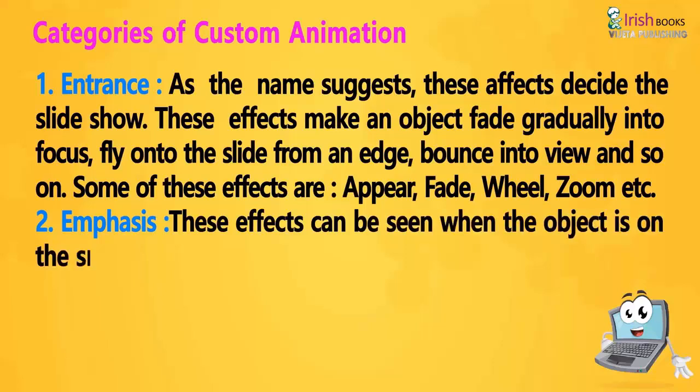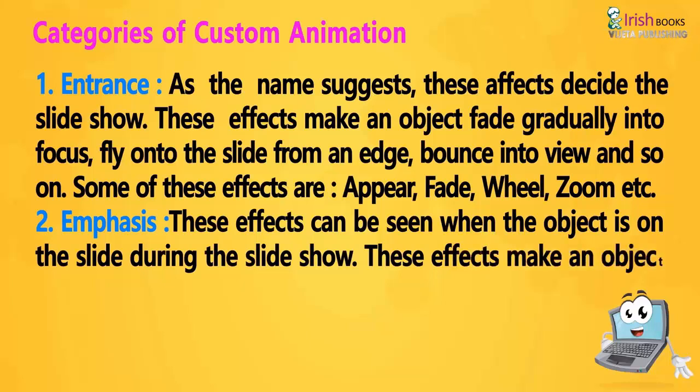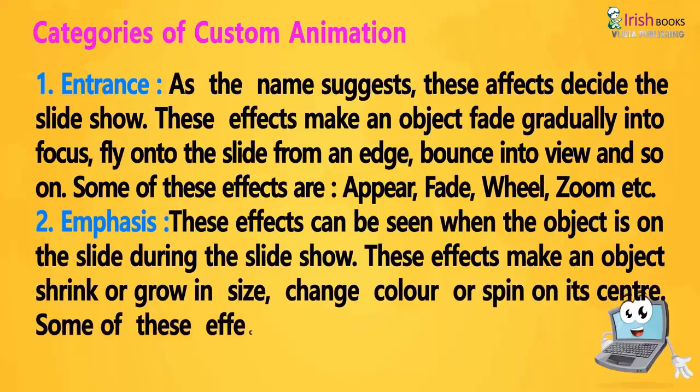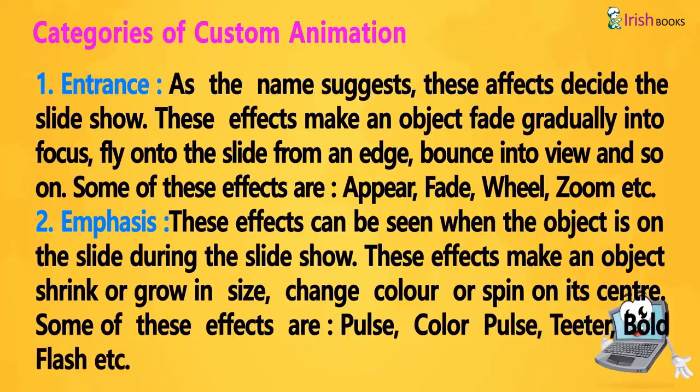Emphasis. These effects can be seen when the object is on the slide during the slideshow. These effects make an object shrink or grow in size, change color, or spin on its center. Some of these effects are pulse, color pulse, teeter, bold flash, etc.